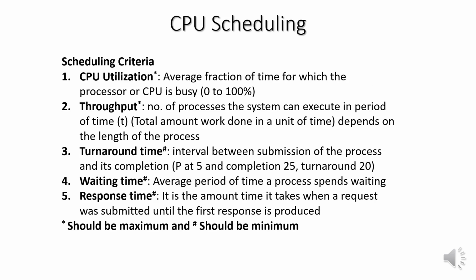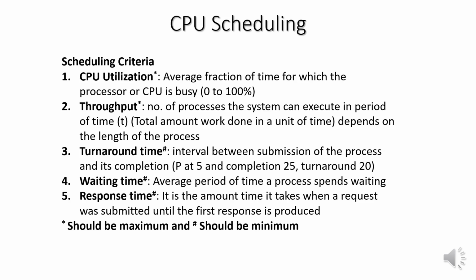Next, we will see what are scheduling criteria. There are 5 scheduling criteria. First is CPU utilization. It is the average fraction of time for which the processor or CPU is busy. The range can be 0 to 100%. Second criteria is throughput. It is the total number of processes the system can execute in period of time t. That is the total amount of work done in the unit of time. It depends on the length of the process.